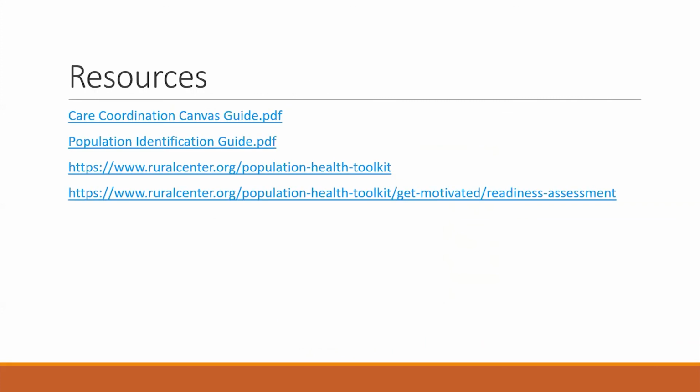And then we have our resources, and I have several pages of resources here for you. And looking at the Care Coordination Canvas Guide, huge. And there's also a whole workbook that goes along with that. The Population Identification Guide and the Population Health Toolkit, and then a link to that readiness assessment, that self-assessment. Am I ready to go? What do I need? How does my baseline look for doing this change?